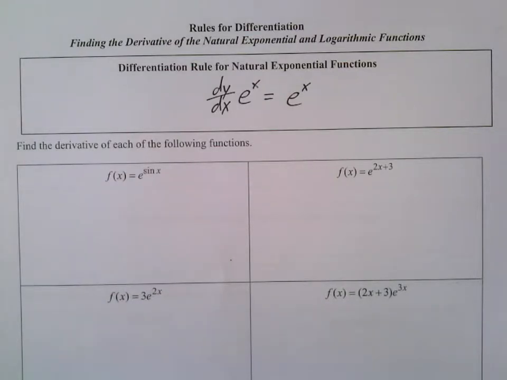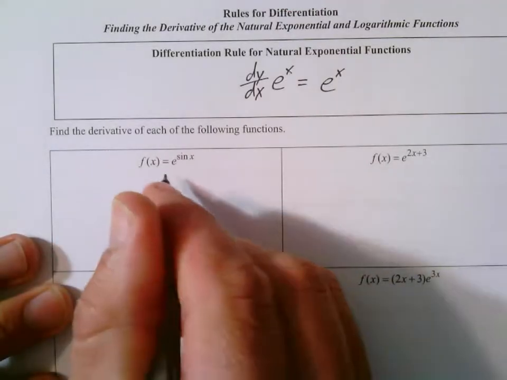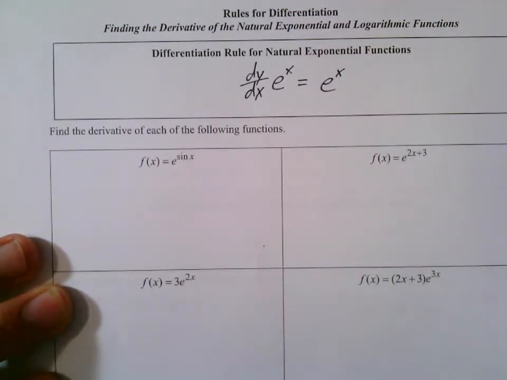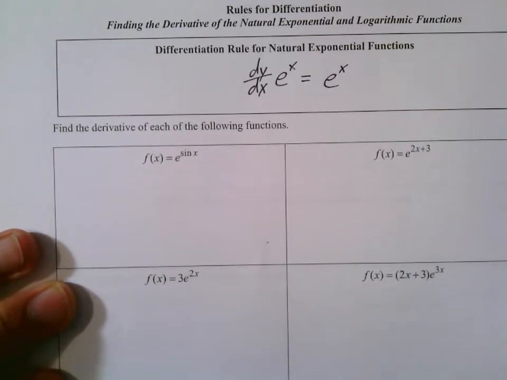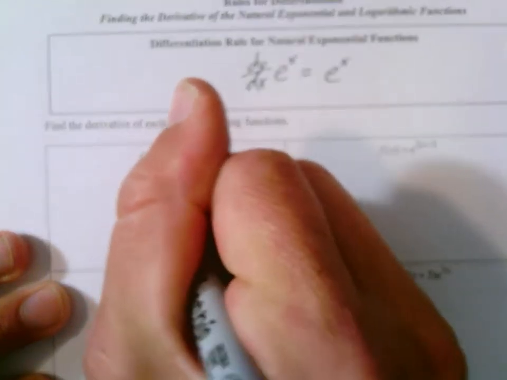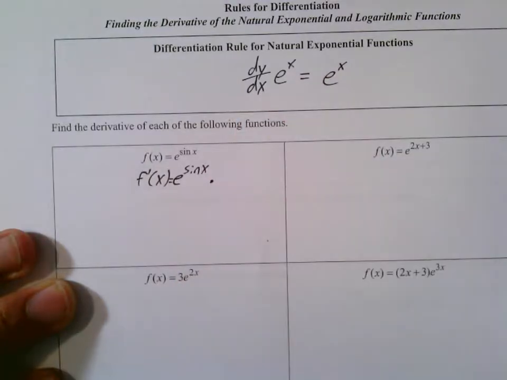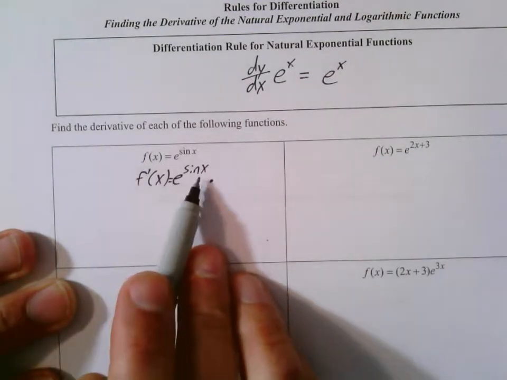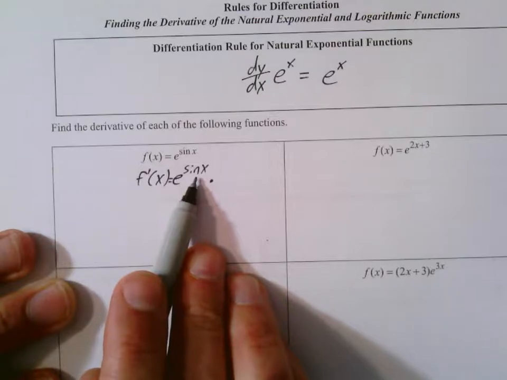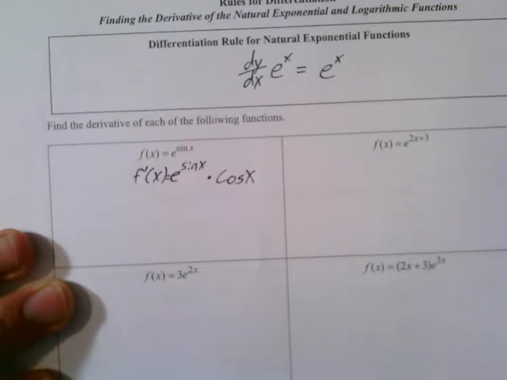So, a couple of quick easy examples. e to the sine x. Oh, well, we have something up here. So the derivative of e to the x is e to the x. The derivative of e to the anything is e to that anything. So here is f prime of e to the sine x times, because of the chain rule, the derivative of the inside of this function, which is the exponent. So the derivative of sine is cosine. There you have it.